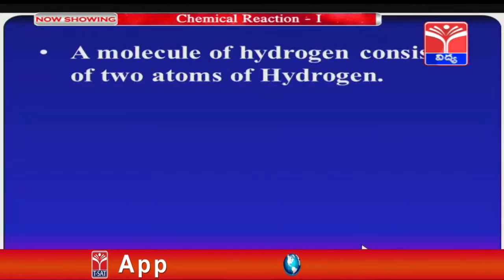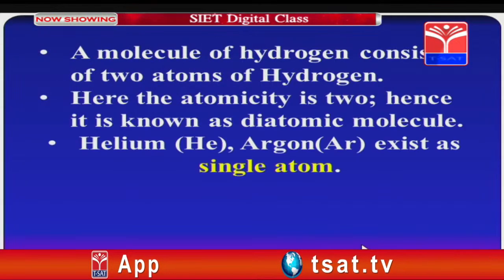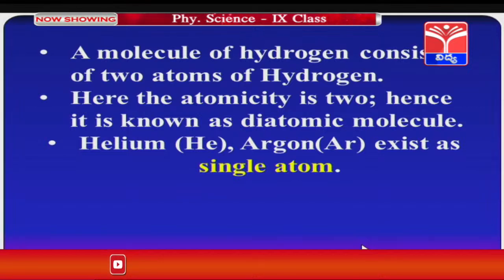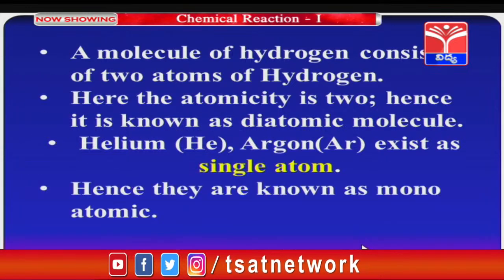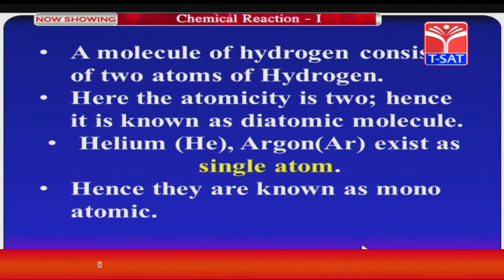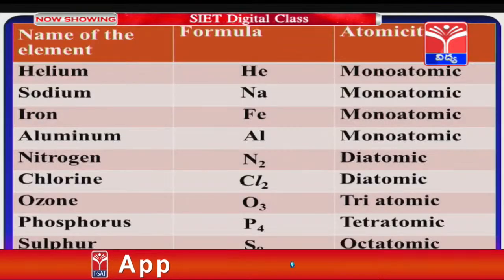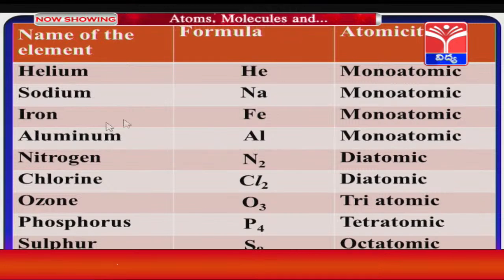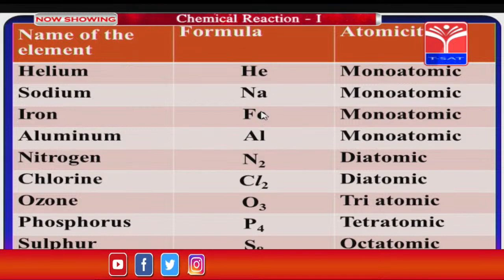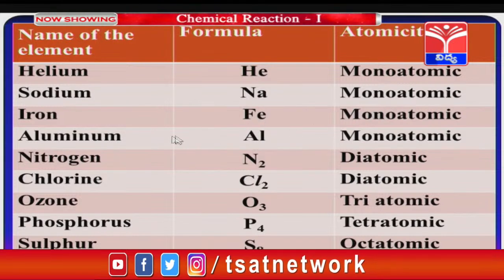A molecule of hydrogen contains 2 atoms of hydrogen. So, it is called a diatomic molecule. Whereas, helium, argon, as I told you, they exist as single atoms. So, such atoms are called monoatomic molecules. Here these are the atomicity, children. Helium, only 1 atom, so we call it monoatomic. Iron, 1 atom of iron is present in the element of iron, so we call it monoatomic.